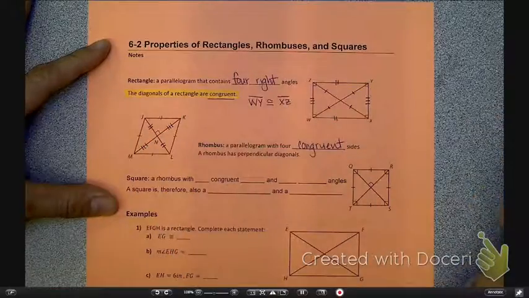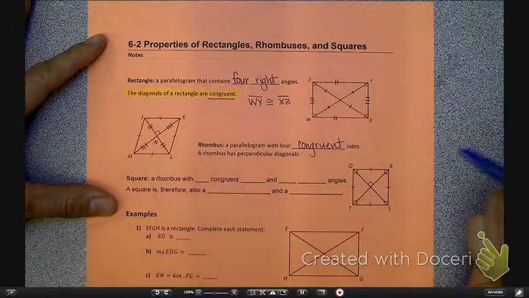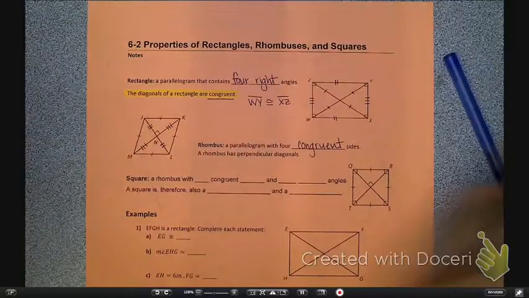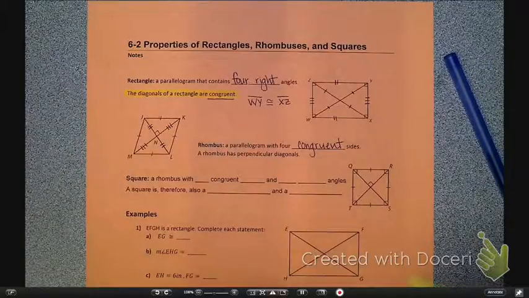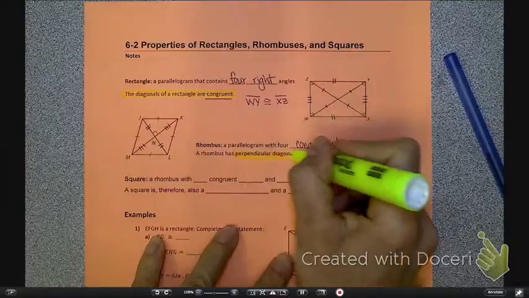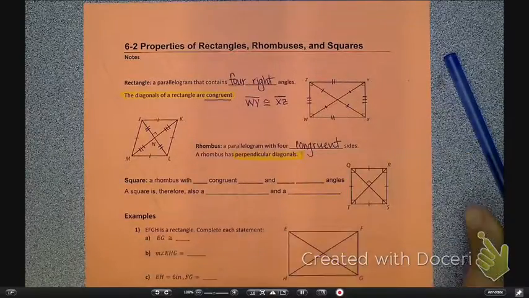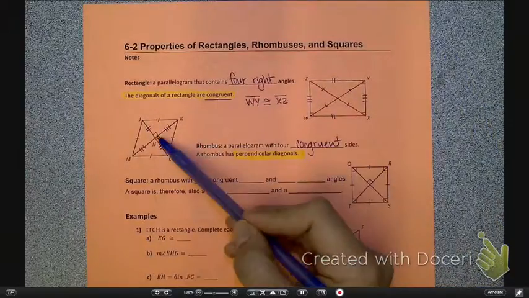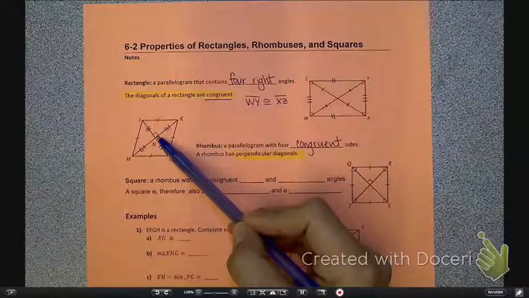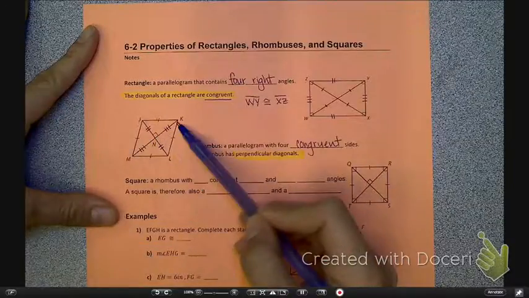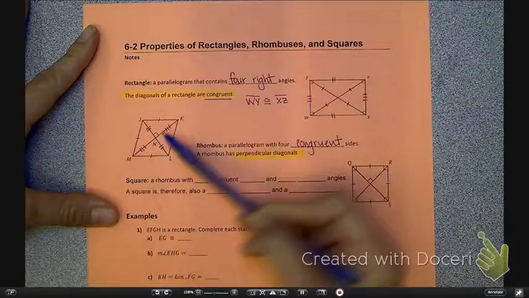One of the other special properties of a rhombus is that its diagonals are what we call perpendicular, which means they create a 90-degree angle. That's why you see this 90-degree angle symbol right here, because in this rhombus, the diagonals do create a special 90-degree angle.